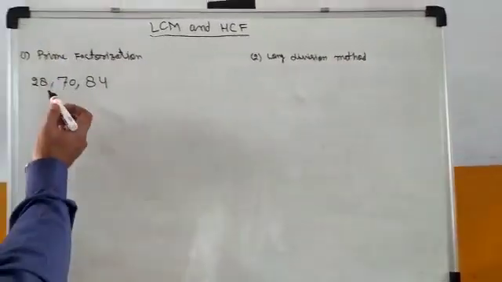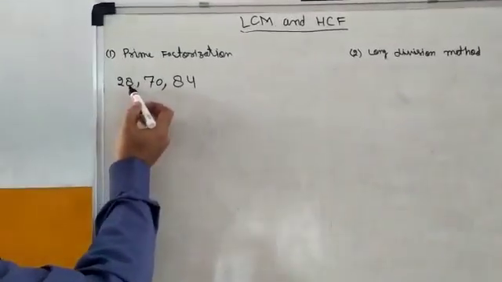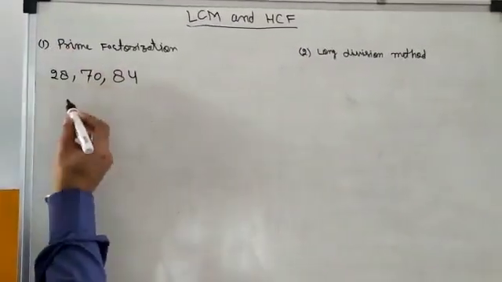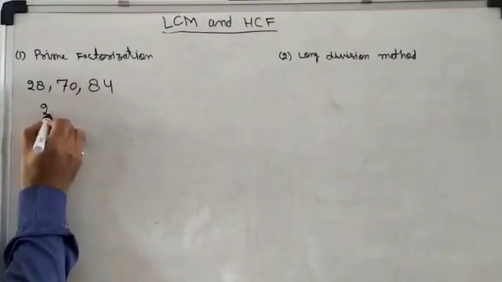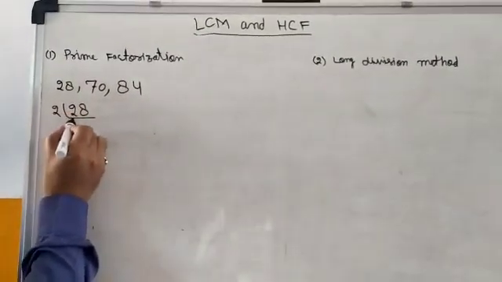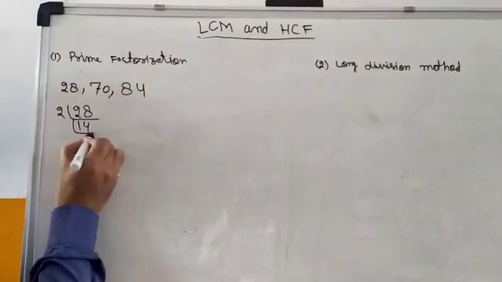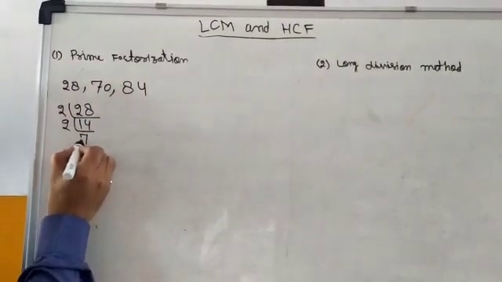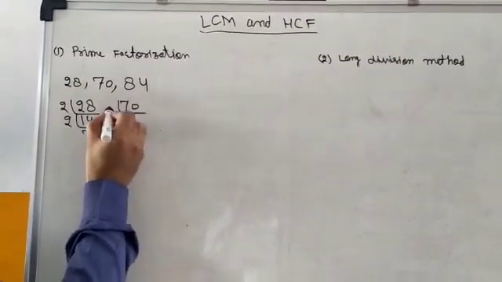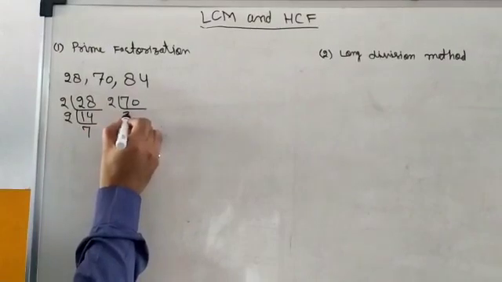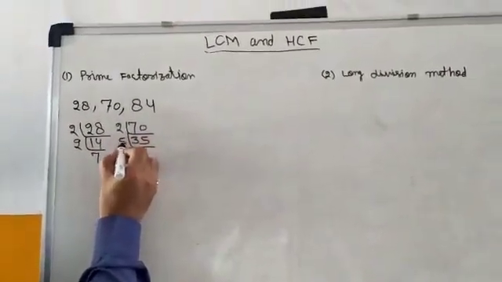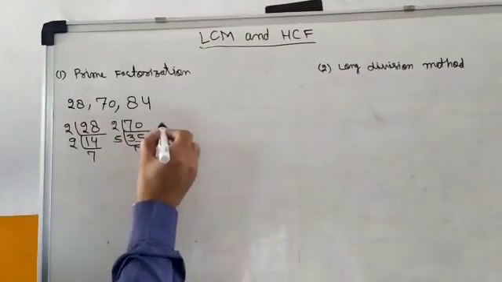See by example, suppose we are finding the LCM of 28, 70 and 84. So first of all we will do the factors of 28, that is 2 1s are 2, 2 4s are 8, 2 7s are 14. Factors of 70: we will divide by 2, so 35 will come, then we will divide by 5, so 7 will come.